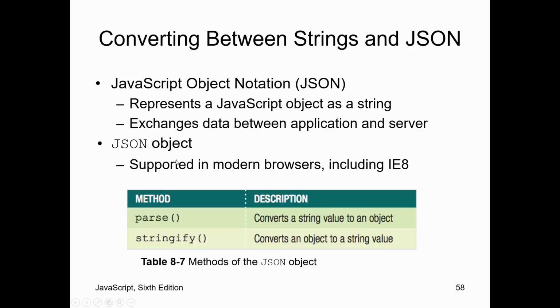All right, this chapter ends by talking a little bit about JSON. That's how it's usually pronounced, not J-SON, JSON. And it stands for JavaScript Object Notation. It can be used to represent a JavaScript object as a string. It only has 2 major methods. Parse, which converts a string to an object, and stringify, which does the reverse. It converts an object into a string.